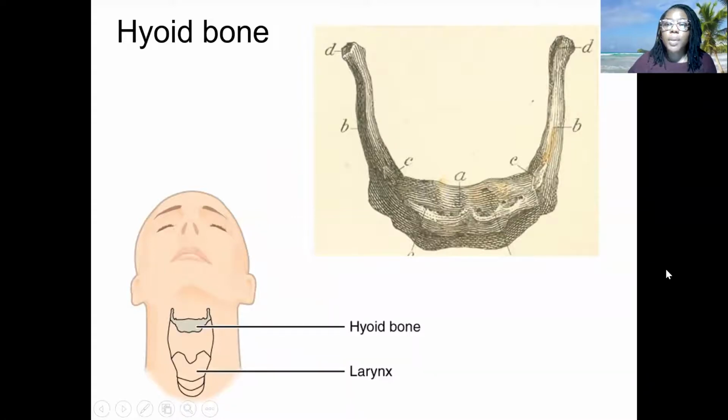So the first bone that I'll talk about is the hyoid bone. This is a unique and interesting bone. It's one of the only bones that does not articulate with another bone directly. The function of the hyoid bone is really to support the tongue, which is above it, as well as to support and suspend the larynx, which is below it.